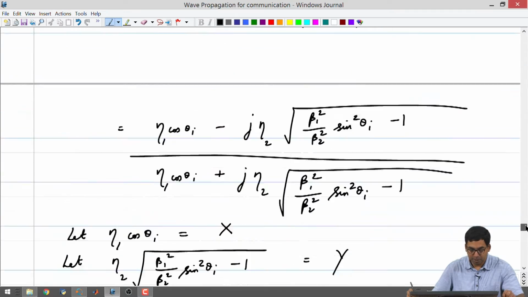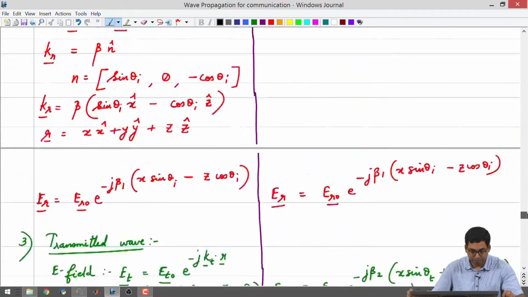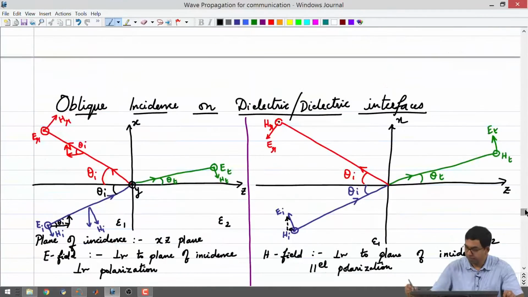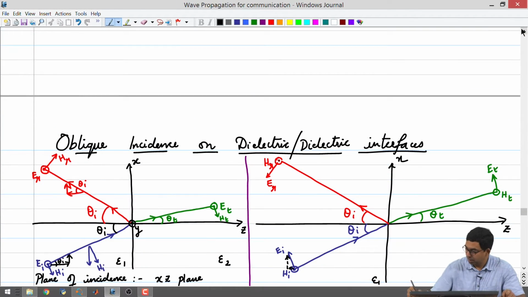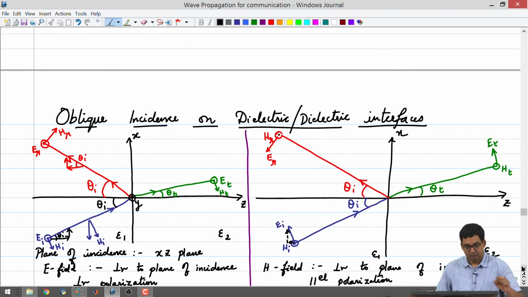So I will go back to the schematic that we had drawn before. We had an xz plane, and the y-axis was pointing out of that plane. The electric field had a component in the y direction, and the magnetic field had x and z components. The direction of propagation is in the xz plane. In the y direction, there is no propagation. These are the basic things that we see from oblique incidence on dielectric interfaces, specifically for perpendicular polarization.